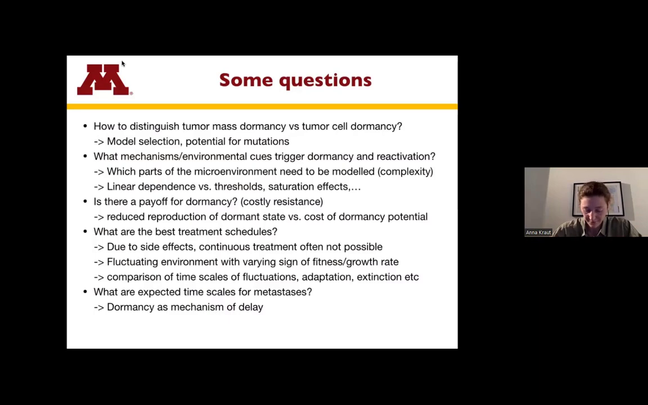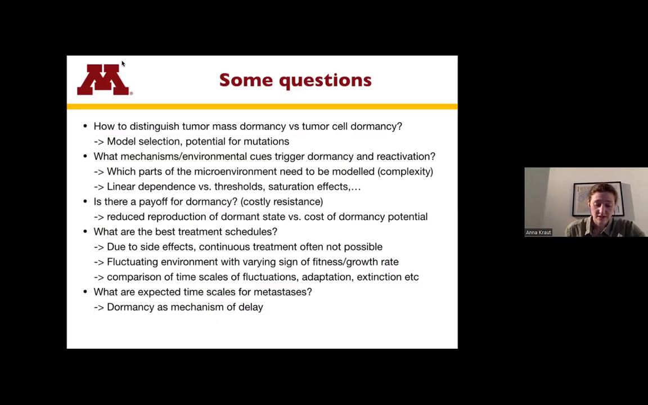And this is a question of model selection, but it's actually also important when you think about mutations, because if a cell is in a dormant state, there is not much reproduction and not much mutation going on. But if we're actually dealing with a low equilibrium at a tumor mass dormancy, this still bears the potential for mutations and acquiring new genotypes that could be permanently resistant.